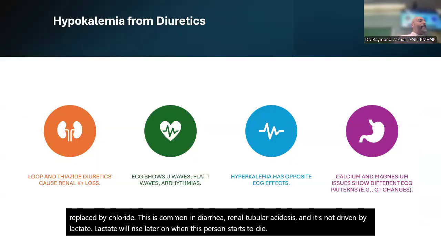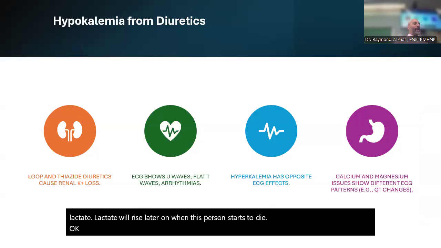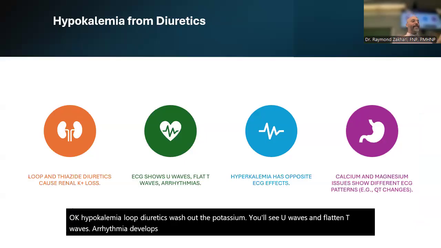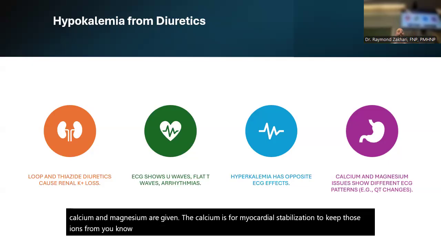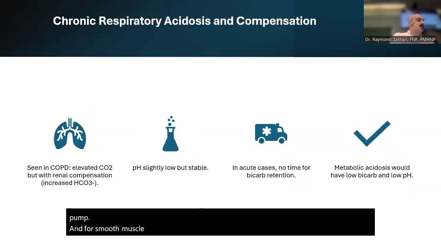Okay. Hypokalemia, loop diuretics wash out the potassium. You'll see U waves and flattened T waves. Arrhythmia develops. Hyperkalemia has the opposite effects on the ECG. And then calcium and magnesium are given. The calcium is for myocardial stabilization to keep those cells from contracting excitably. And the magnesium also to regulate the potassium pump and for smooth muscle relaxation.